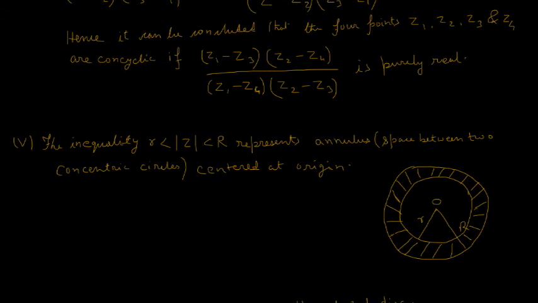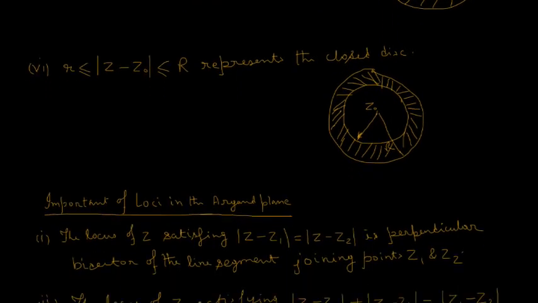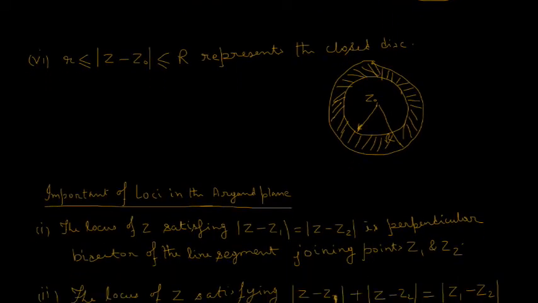Point number 5, the inequality r is less than modulus of z less than capital R represents the annular space between two concentric circles centered at origin. Sixth point, r is less than or equal to modulus of z − z0 less than or equal to capital R represents the closed disk.